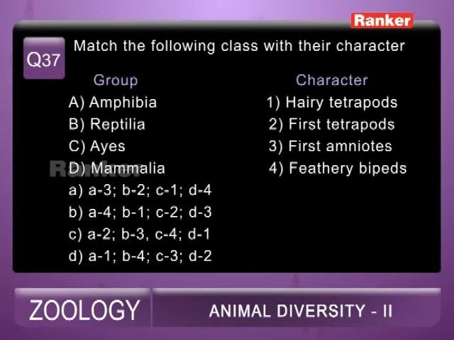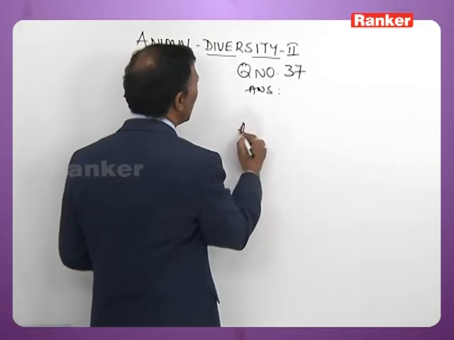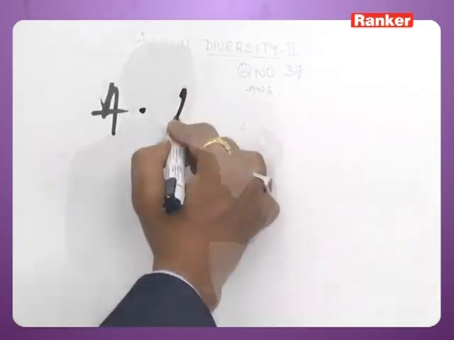Now the 37th question. Match the following classes with their characters. A and characters are given. A, Amphibia, B, Reptilia, C, Aves, D, Mammalia. Hairy tetrapods, first tetrapods, first amniotes, feathery bipeds, they are the characters. Try to match the correct answer now. Under A, Amphibia is given.